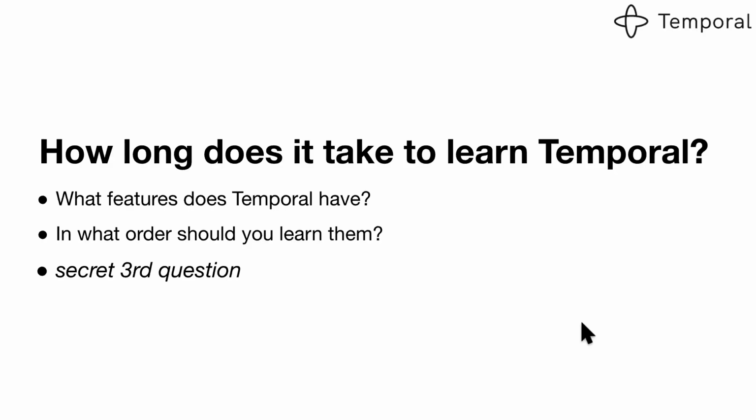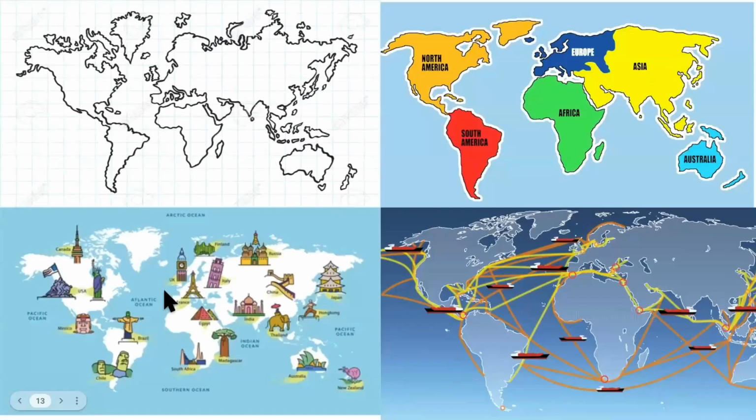So I break down how long it takes to learn Temporal into, all right, let's back up a little bit. What features does Temporal have? I think if we just have a straight list, it might help people understand what Temporal offers, but also figure out what to learn. So in what order should you learn them? And then we have a third question I'll cover briefly at the end.